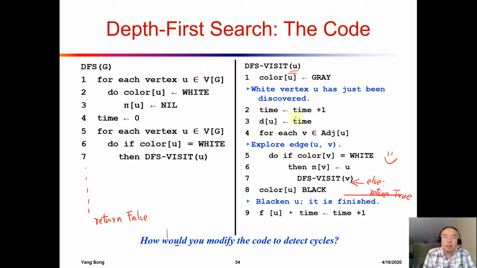Inside of the DFS visit, when we are visiting all the adjacent nodes to U, as long as we see a V whose color is not white, then we can say there is a way from U to V, that is, from a white node to a gray node, or from a white node to a black node. That is, we go back to a node we have already seen before, and that is a cycle. Okay?